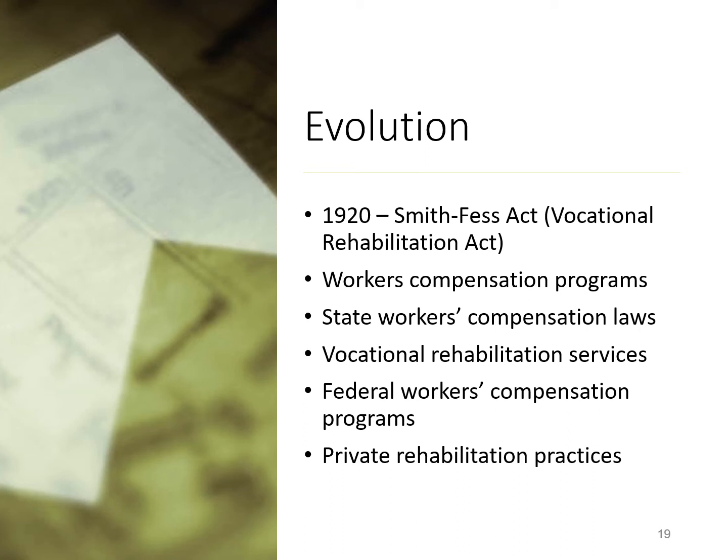Each state has its own workers' compensation law, and as a result, there is variability in benefits from one state to another. Vocational rehabilitation services are central aspects of the workers' compensation law in some states, less so in others. There are also federal workers' compensation programs where benefits are provided to individuals with work-related disabilities. Private for-profit rehabilitation practices started to emerge around 1976.